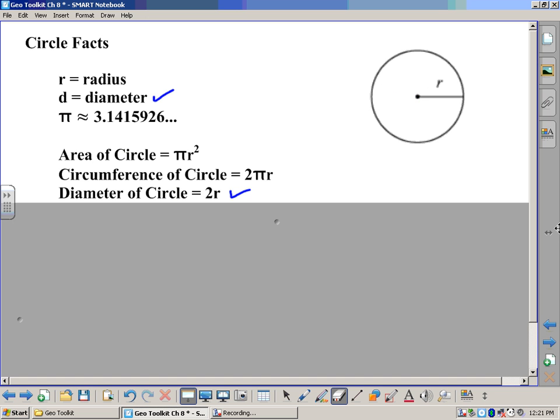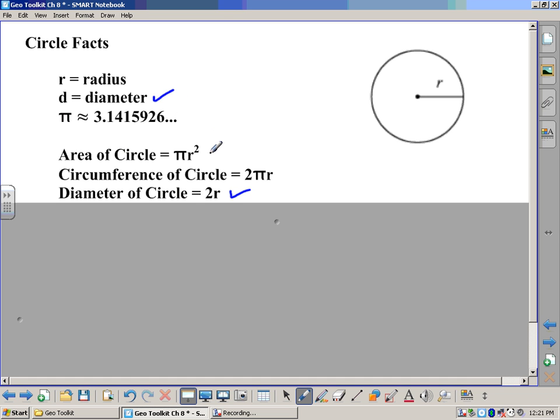Also, another thing to remember now is pi isn't just 3.14. You actually have a pi button on your calculator, so it's 3.1415926. So anytime you're making a calculation, you're going to go ahead and use the pi button, not 3.14.